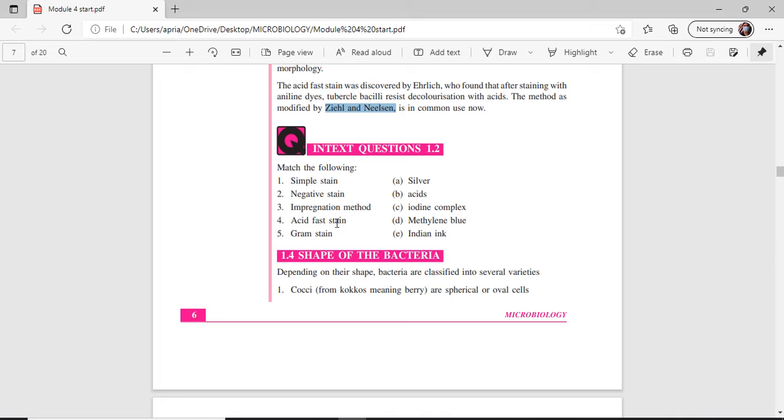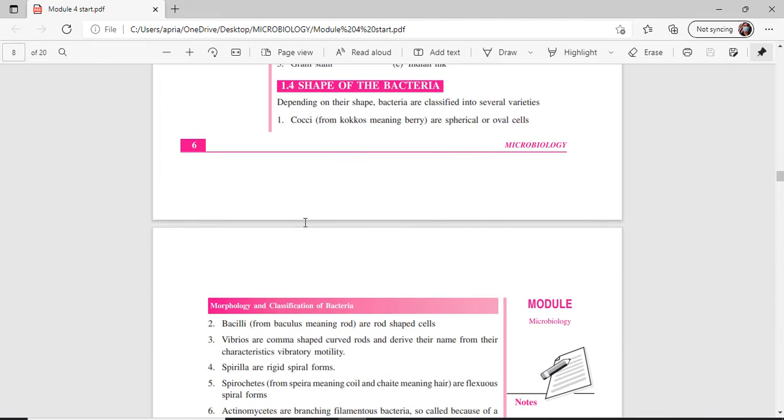Now there you have your simple questions. Feel free to answer the question. Okay, you have your simple stain. Ano gamit mo nga dye? You have your protocol method. You have your negative. Now, let's go to the shapes of bacteria.